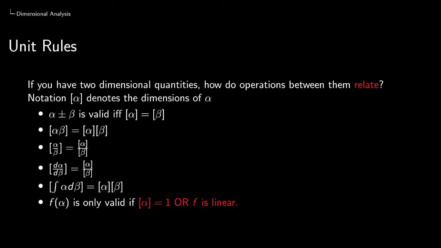Another important feature of any sort of function with a dimensional quantity, it's only going to be valid if the internal quantity is either dimensionless or f is linear. And when I say linear, I don't mean like ax plus b, I mean like ax. Right, now ax could be a matrix and you're dealing with a vector, but it has to basically be multiplicative.